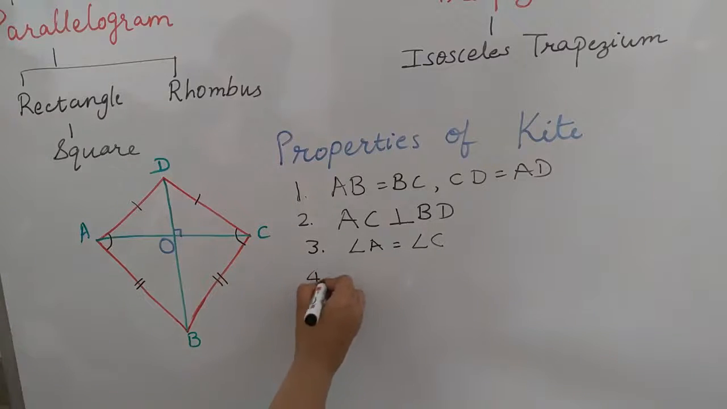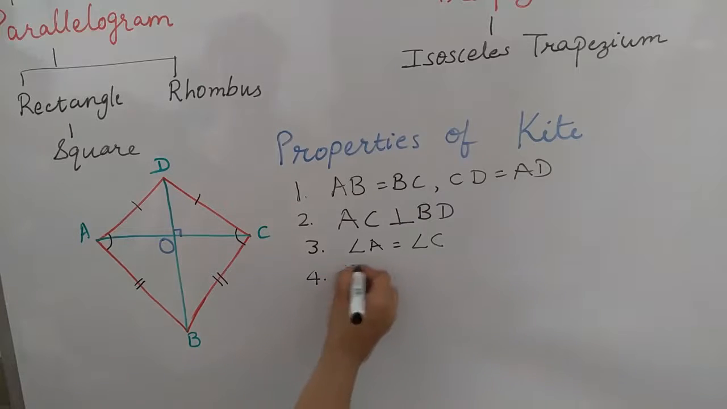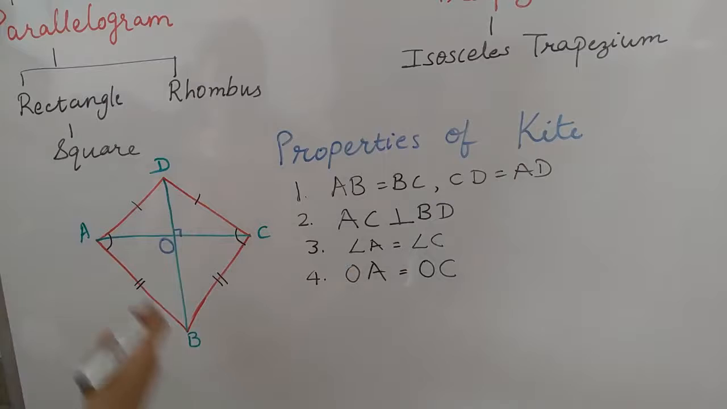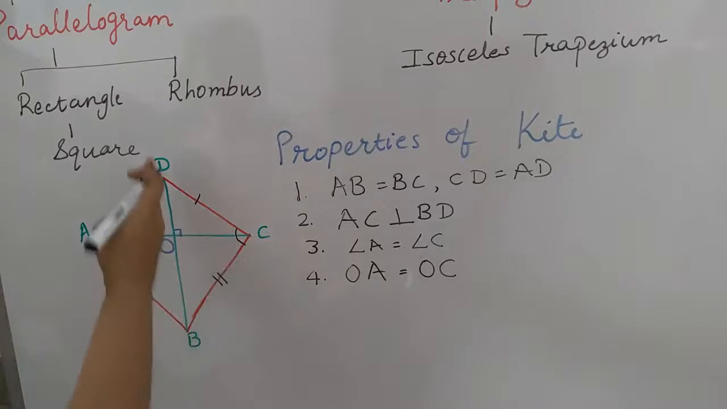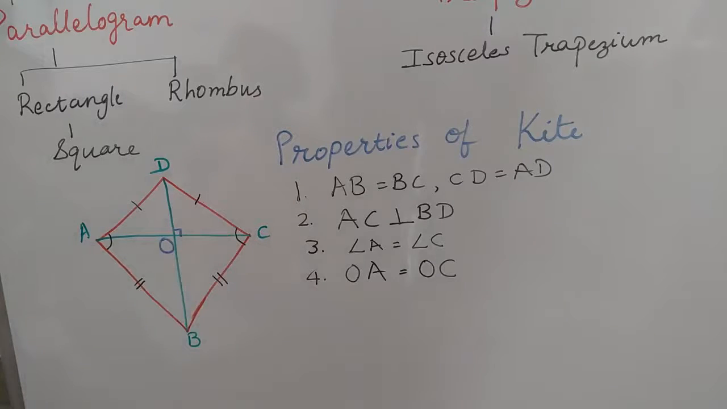Then the fourth property is about these two parts, OA and OC. They are equal in measure. So I write OA is equal to OC. Why? Because the angles are equal, they are perpendicular, meaning the distance from O to A and O to C is equal here.